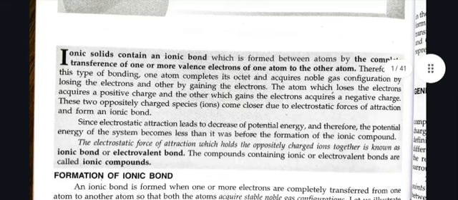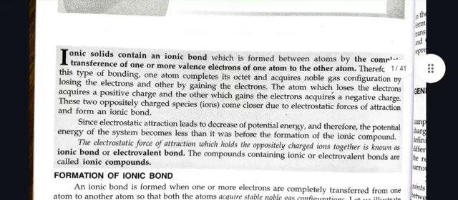Therefore, in this type of bonding, one atom completes its octet and acquires noble gas configuration by losing the electrons and the other by gaining the electrons. The atom which loses the electrons acquires a positive charge and the other which gains the electrons acquires a negative charge. These two oppositely charged species or ions come closer due to electrostatic force of attraction and form an ionic bond.